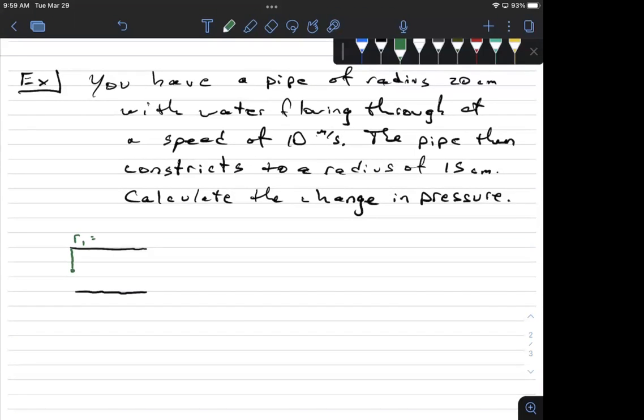But remember, in physics, unless otherwise stated, distances better be in meters. So I have to convert 20 centimeters into meters. So it becomes 0.2 meters. And we've got water flowing through my pipe. And I know the water is flowing with a velocity of 10 meters per second.